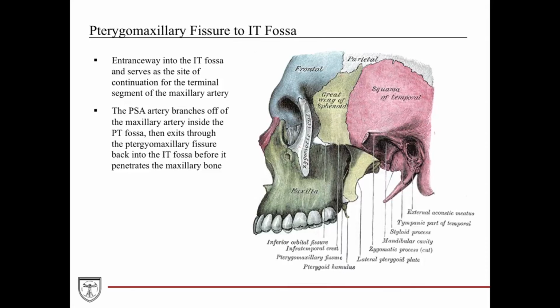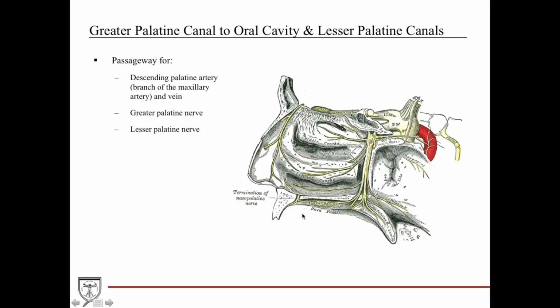Next, you have the pterygomaxillary fissure. We mentioned this time and time again. This is just a little window into the PT fossa from the IT fossa. And that's all it pretty much does. Again, the PSA, that posterior superior alveolar artery, branches off inside the PT fossa, as we mentioned before, and then comes back out through the pterygomaxillary fissure, penetrates into the maxilla to provide blood to these teeth. Then we're going to talk about the greater palatine canal to the oral cavity and the lesser palatine canals.